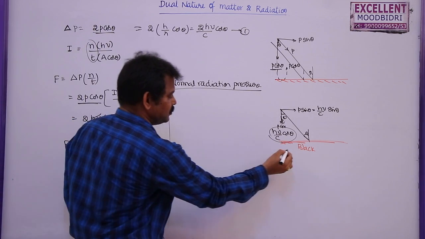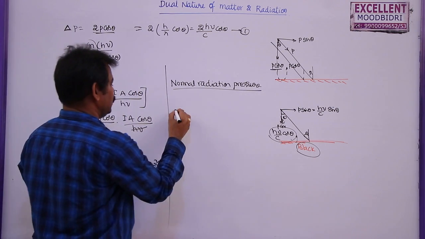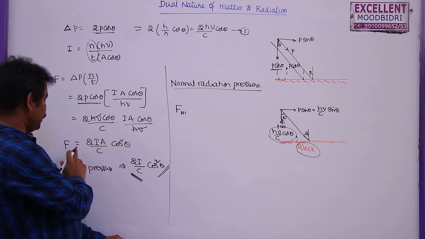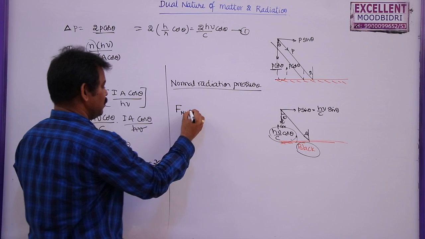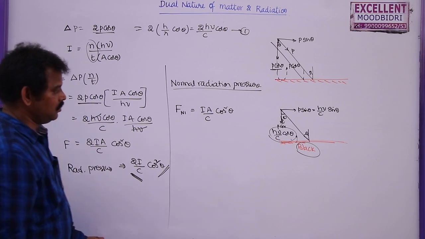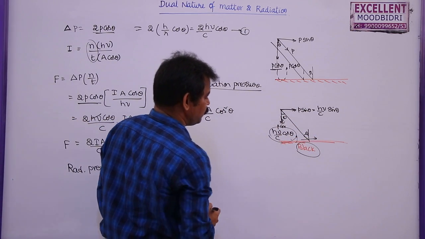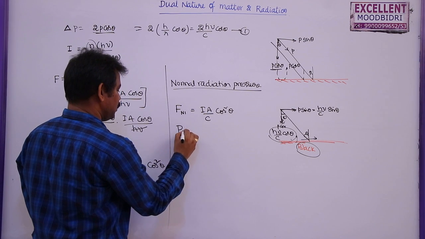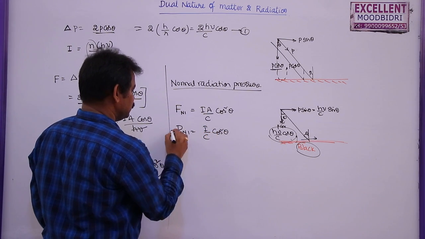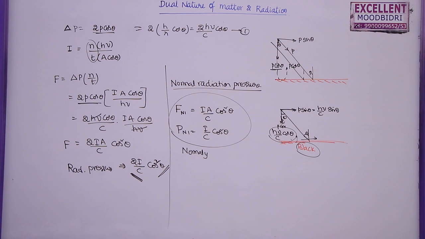For normal radiation pressure we have the same equation. As it is a perfect black body, there is no reflected light here. So we can write the same expression, but the force normal to the black body is given by Ia by c cos square theta only, not 2Ia by c. If you take the momentum which is parallel to the surface, this will also produce some force as well as pressure. The normal radiation pressure is given by I by c cos square theta. These are the normal forces and pressure normal to the surface.